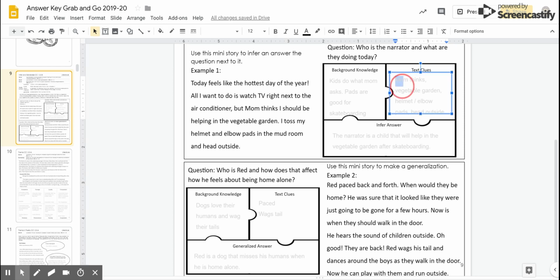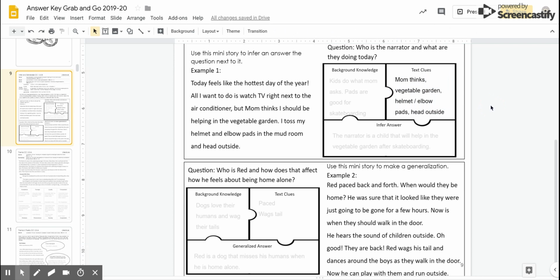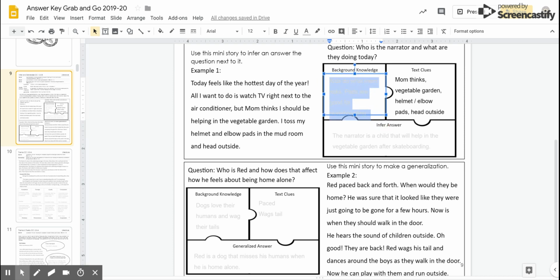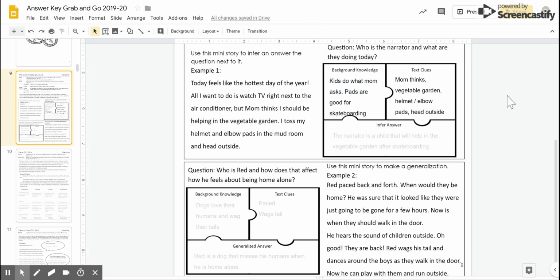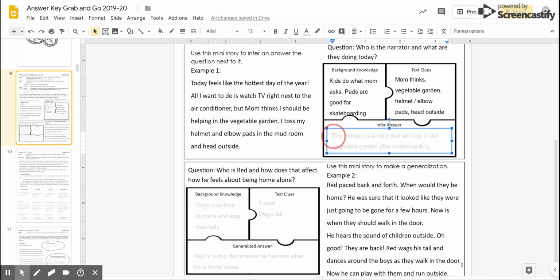So our text clues, I'm going to start over here in our puzzle to put this together. Our text clues are the things that were actually in the text. Things like Mom thinks, vegetable garden, helmet, elbow pads, and head outside. So those are the clues that the author gave me. I'm going to take those clues and I'm going to add to it what I know about life. Kids do what Mom asks, and pads are good for something like skateboarding.